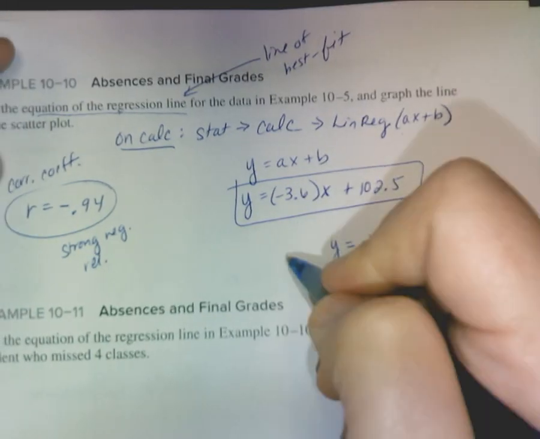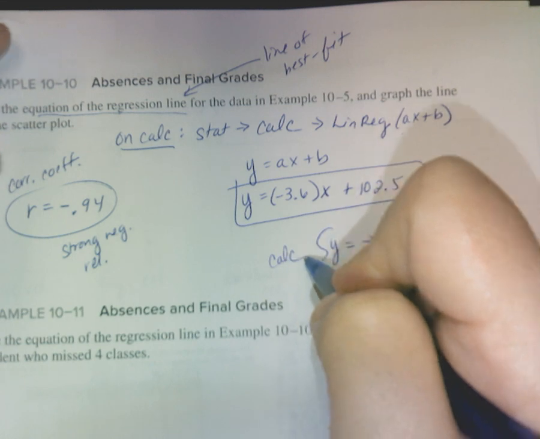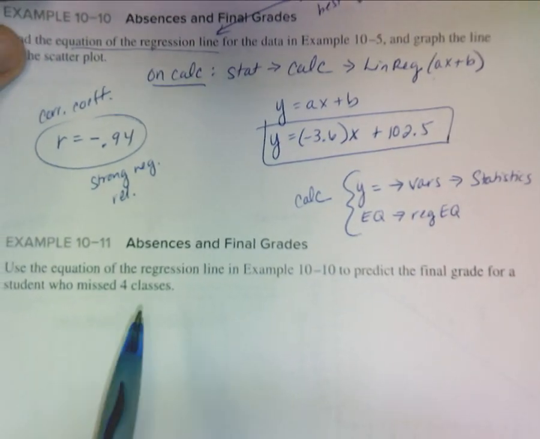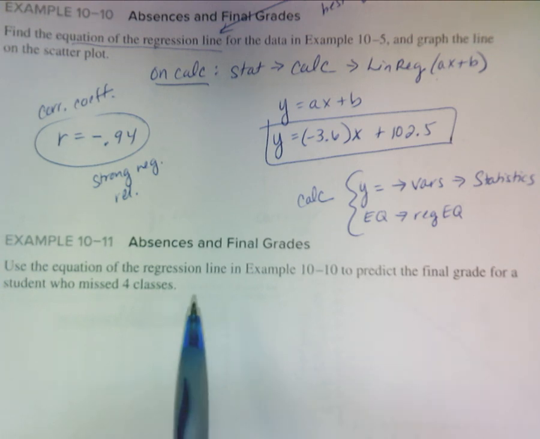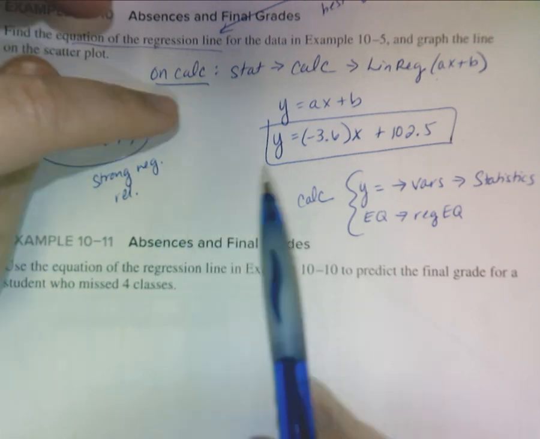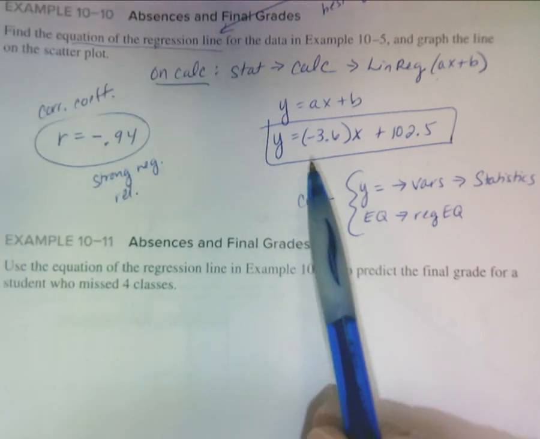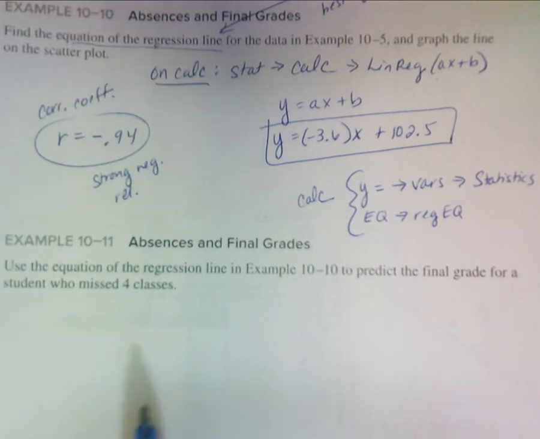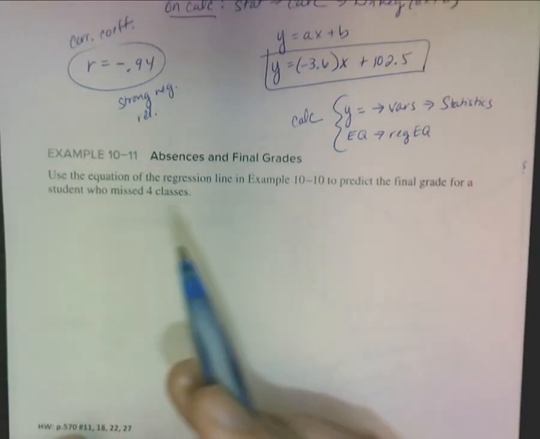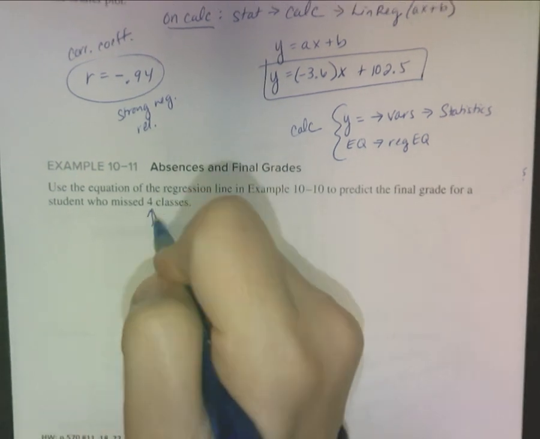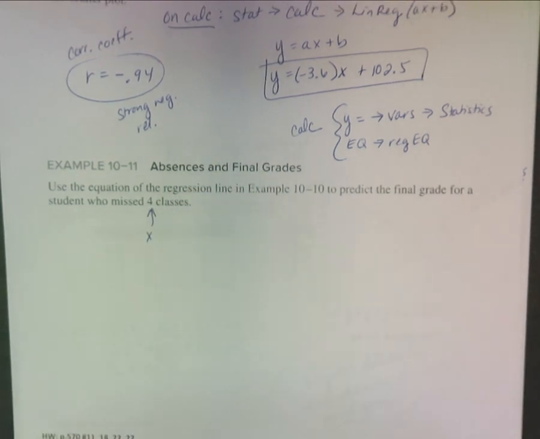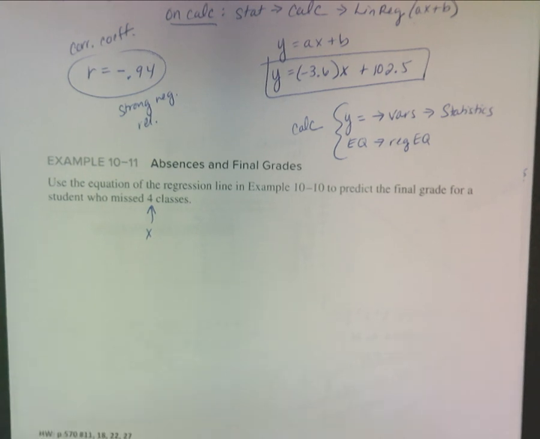Alrighty. So last and final thing. Use this regression equation in example 10.10 to predict the final grade for a student who missed 4 classes. So this regression equation is so cool that you can actually figure out, well, if you miss 4, then what your overall grade could be. So what would you do here? Where would you plug in 4, for the x or for the y? Well, remember, 4 is the x. That's our independent variable. We plug it in right here.